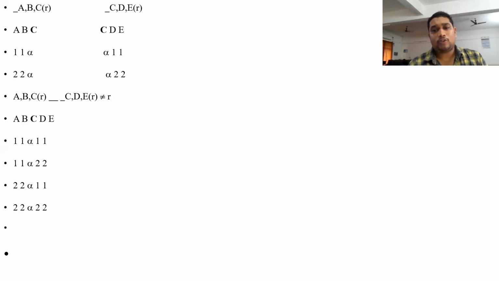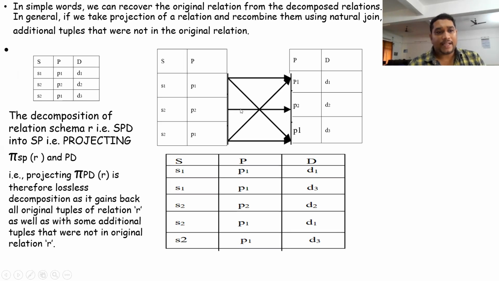See, we will check 2 or more additional examples. So this is one example. In this example, we can recover the original relation from the decomposed relations. If you take the projection operator in relational algebra, projection is based upon particular attributes, so that we can combine them by means of the natural join. So SP and PD, this is the main relation. I am dividing the relation into SP and PD. Now I am combining this relation by means of the join operator.